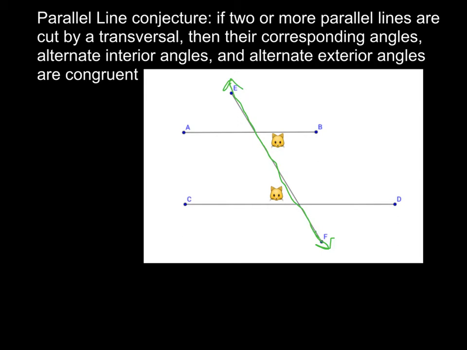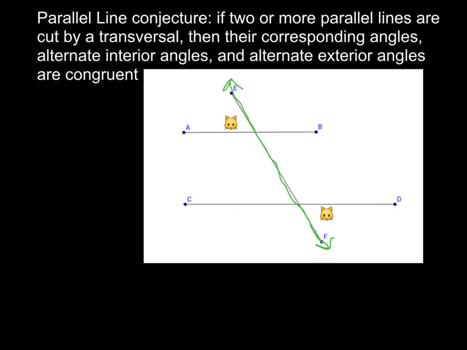Last thing we're going to mention, and just to save some time and use the cat face again, is alternate exterior angles, and they are also congruent. So exterior, alternate, which means alternating sides of the transversal. Exterior, which means on the outside of the parallel lines. So these two examples right here are alternate exterior angles, and I can also shift the faces over here, and once again we have alternate exterior angles.